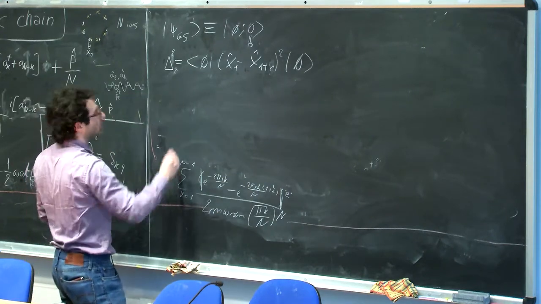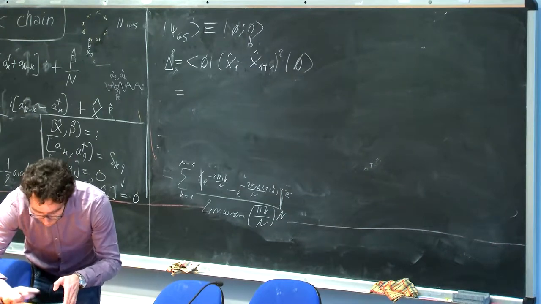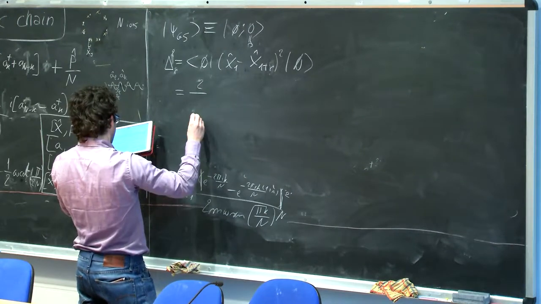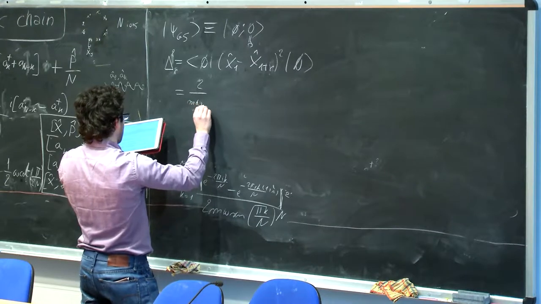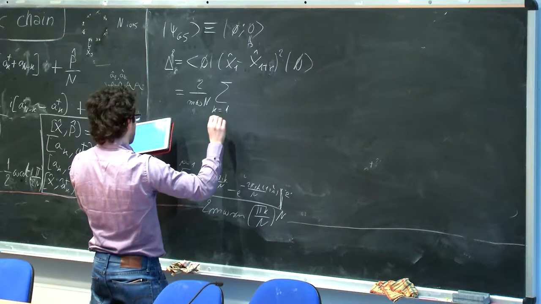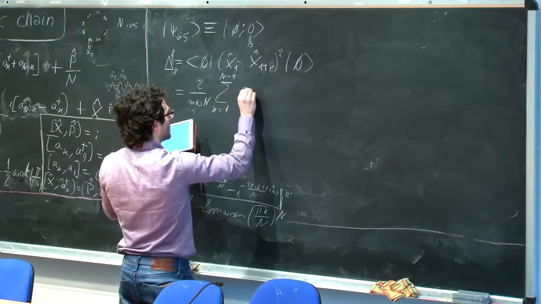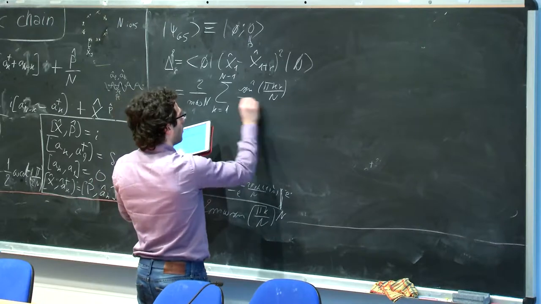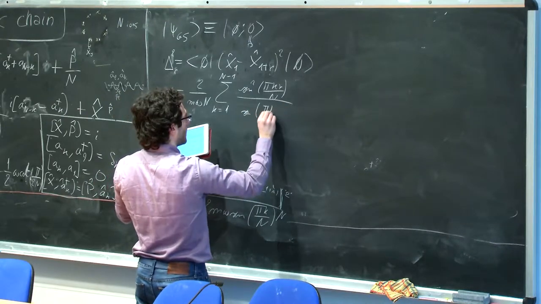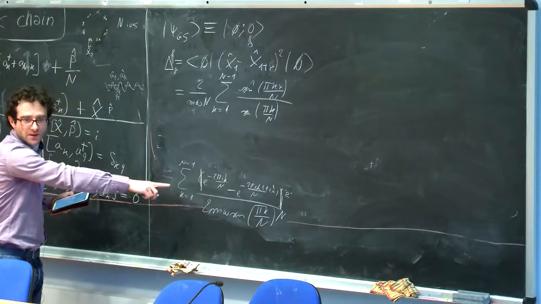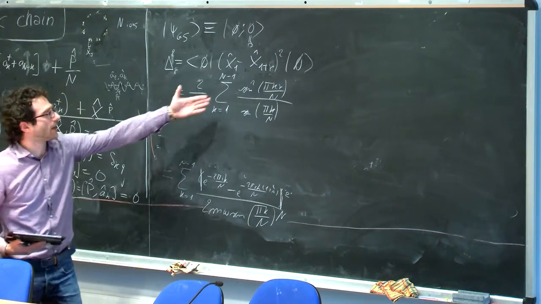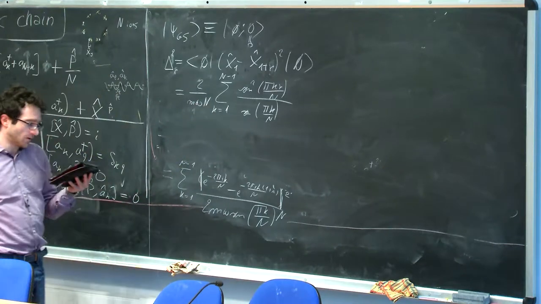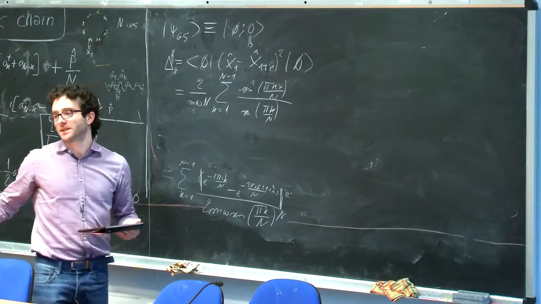So this can be written as, as you see immediately, 2 over m omega capital N, sum over k from 1 to capital N minus 1, of sine squared of pi k r over capital N, over sine of pi k over capital N. This is just another way to write this equation. You see you have phases, and I wrote everything in terms of a sine. Then here, what we can do is consider the limit of large N in this sum.